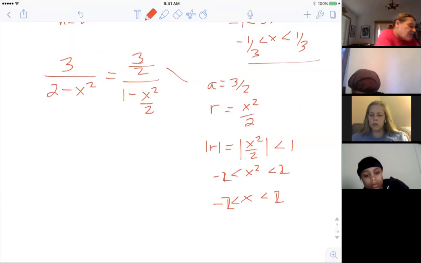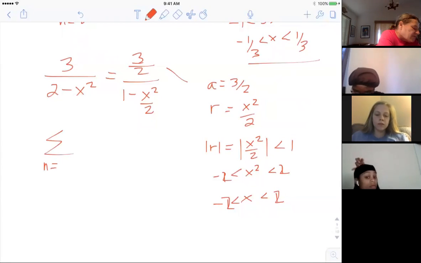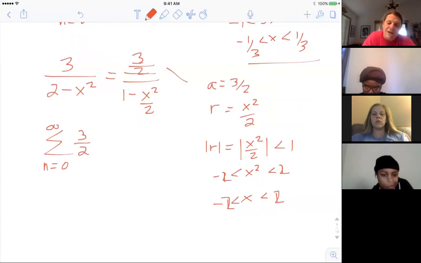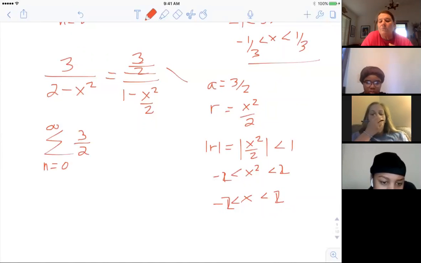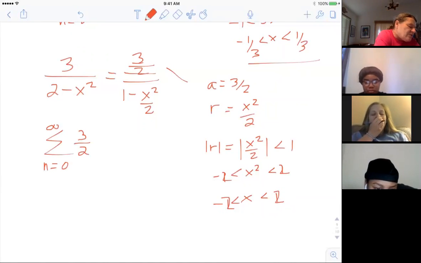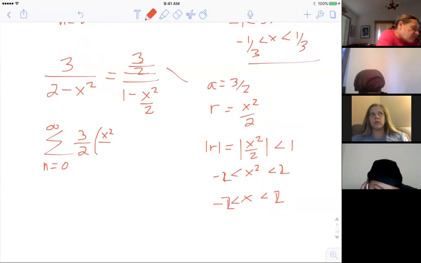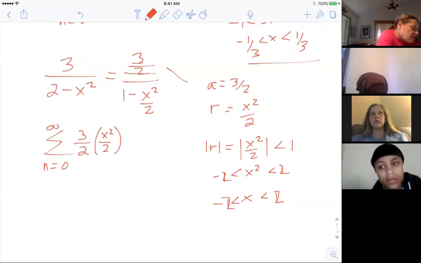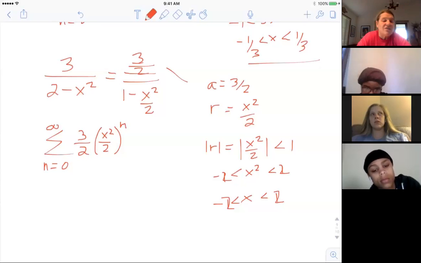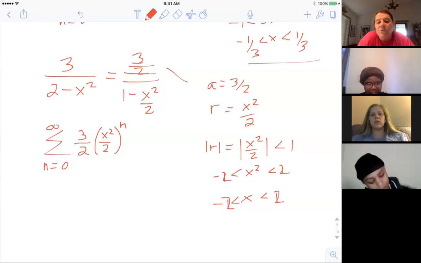Now, if I want to write the series, it'll look like this. N equals 0 to infinity. And we'll have A, which we've decided is 3/2. So I'm going to put that 3/2 in there. I can pull the 3/2 out, but I'm going to show you something about how the book will sometimes rewrite this. We know that the R is x squared over 2. So A is 3/2. R is x squared over 2. So that's my AR to the nth right there. Now, let's talk about how the book might give you the answer here, because it might not look like that when you see it. Is everybody okay with what I did there, though?